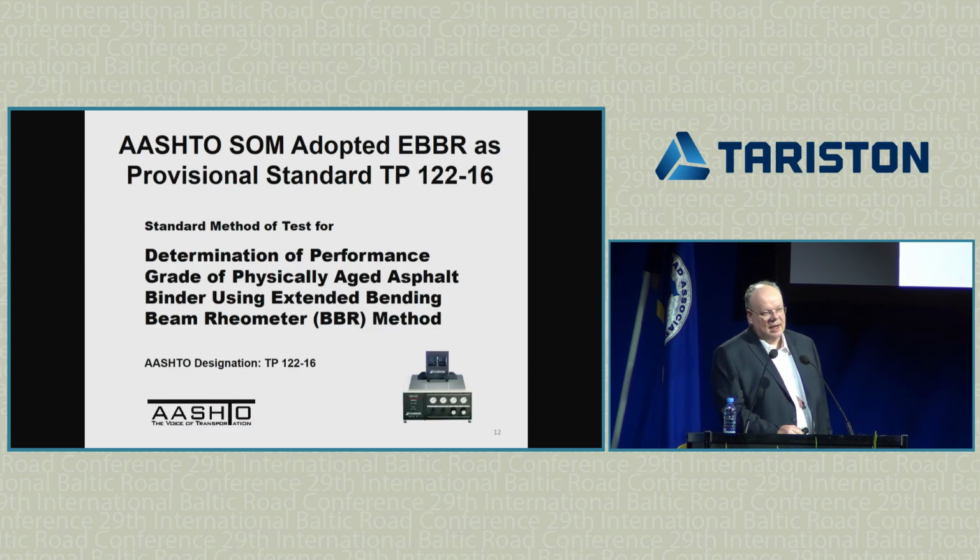So AASHTO has adopted this as a provisional standard, pushed by MTO, the Ministry in Ontario. They went to AASHTO and they adopted it as a provisional standard. Nobody in the US is using it, but the New England states are looking at it. Tremendous amount of opposition from industry because it cuts out waxes, air-blown asphalt, REOB, and a whole bunch of other things that they like to use.